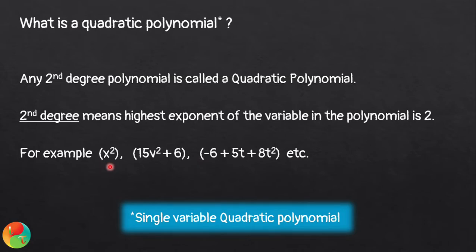The first example is actually the simplest quadratic polynomial, that is x square. This polynomial is in variable x. Second, 15v square plus 6 is in variable v. Third, minus 6 plus 5t plus 8t square is a quadratic polynomial in variable t.